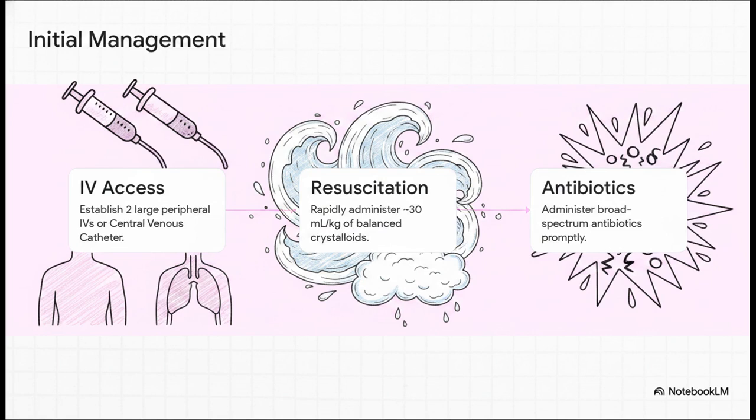Once those investigations are cooking, the management protocol steps in immediately. Step 1, secure massive access with 2 large-bore IVs or a central line. Step 2, aggressive fluid resuscitation. We want to rapidly restore volume with roughly 30 milliliters per kilogram of balanced crystalloids. But, and this is a big but, you have to be cautious. Remember those leaky pulmonary capillaries? Too much fluid too fast can actually worsen their respiratory failure. In step 3, hit them hard and fast with broad-spectrum antibiotics.